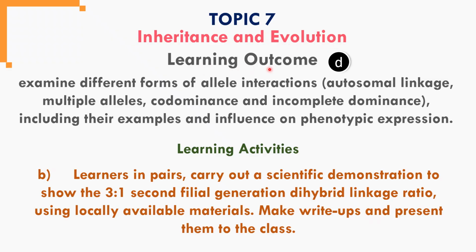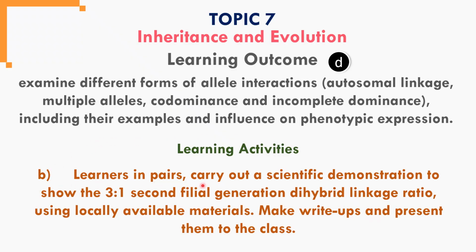We are on Learning Outcome D. Examine different forms of allele interaction, autosomal linkage, multiple alleles, codominance, incomplete dominance, including their examples and influence on phenotypic expression. We are on Learning Activity B.